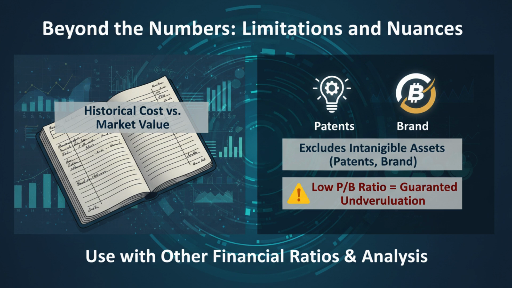Furthermore, a low price-to-book (P/B) ratio might indicate undervaluation, but it could also signal underlying issues or a struggling business. Therefore, it's crucial to use these metrics in conjunction with other financial ratios, industry analysis, and qualitative factors to form a holistic view of a company's true worth and prospects.